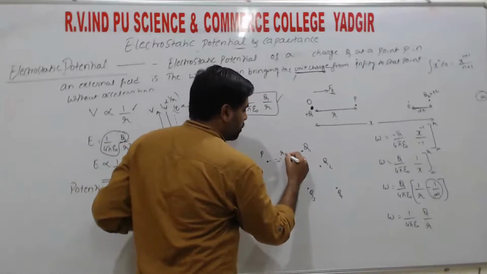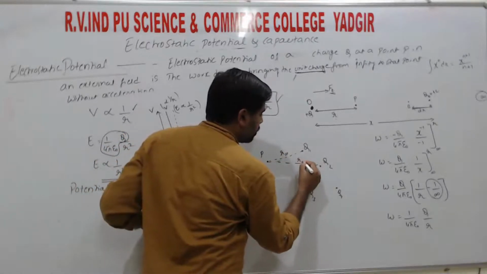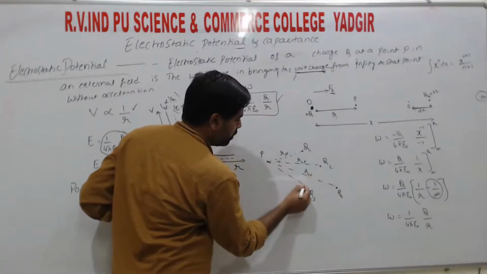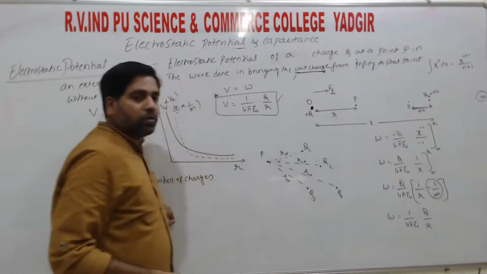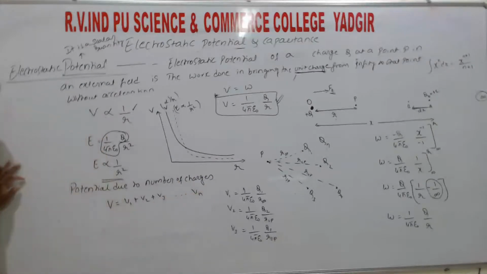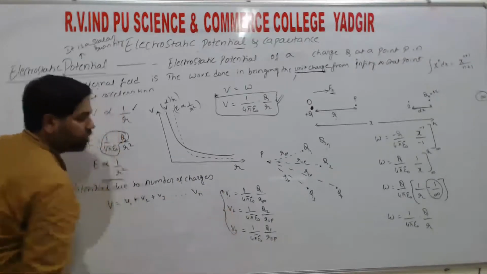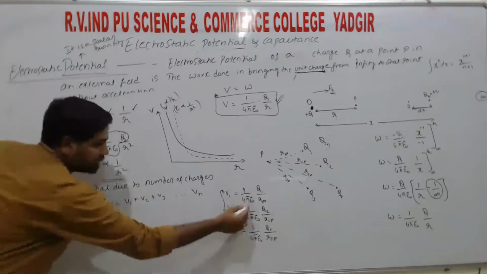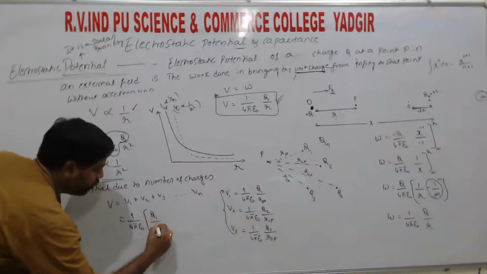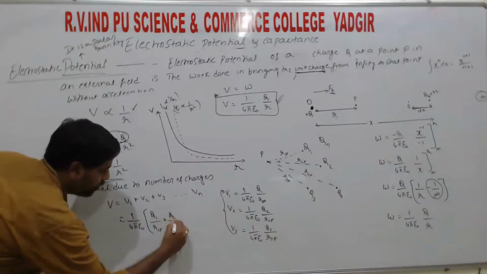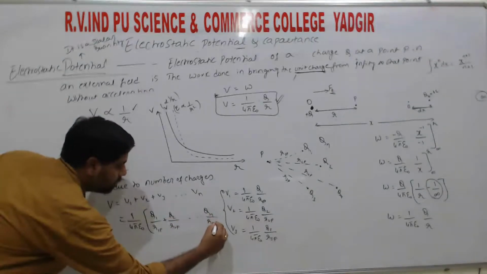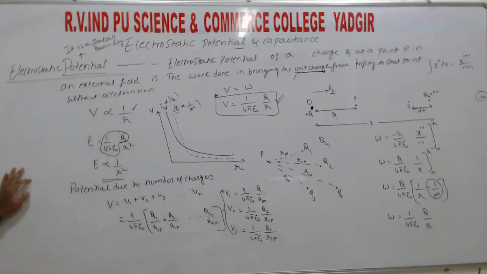So here R1P, R2P, next R4P, and here R3P. So that is by, again, the superposition, and so on up to Vn, right? So we know here the terms V1, V2, V3. From all these terms, the common term is 1 divided by 4 pi epsilon naught. So remaining is Q1 by R1P plus Q2 by R2P and so on up to Qn by RnP, right?